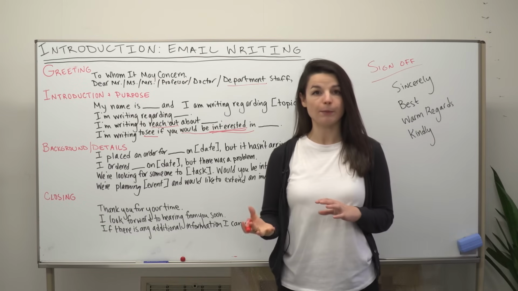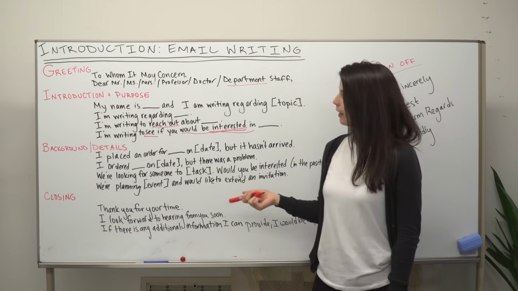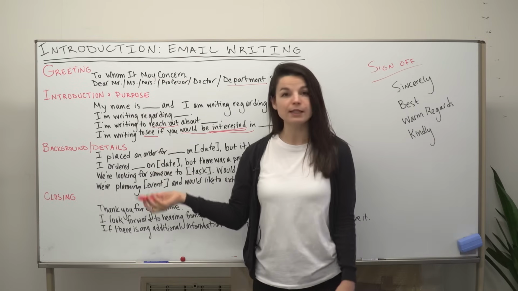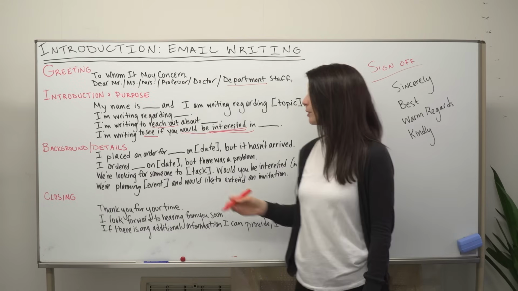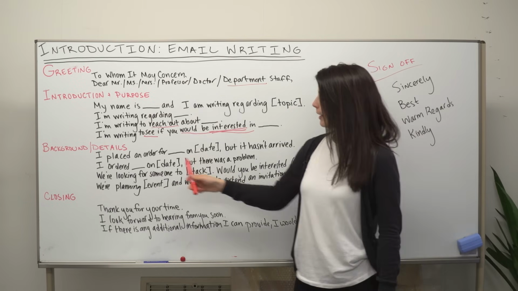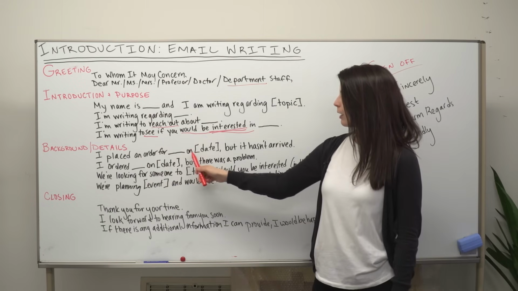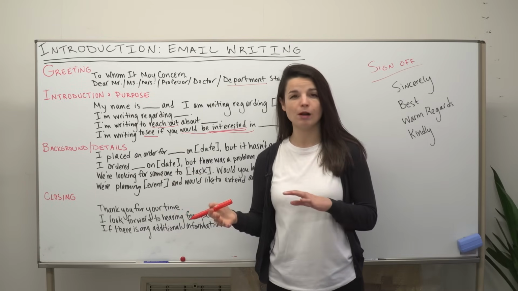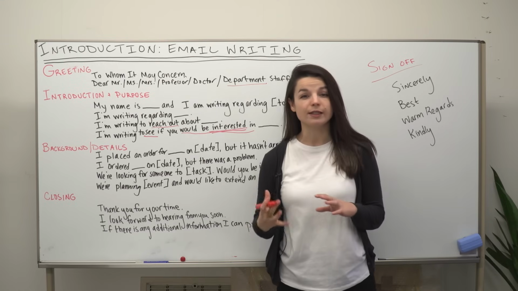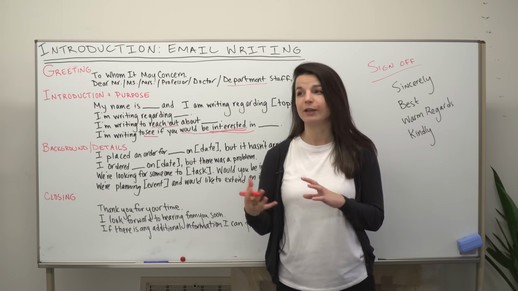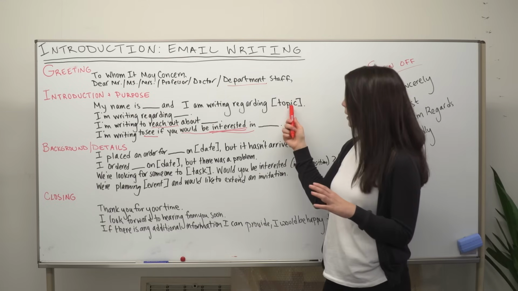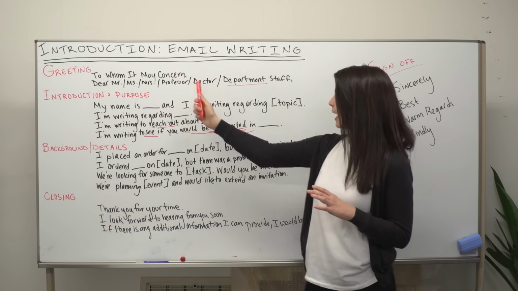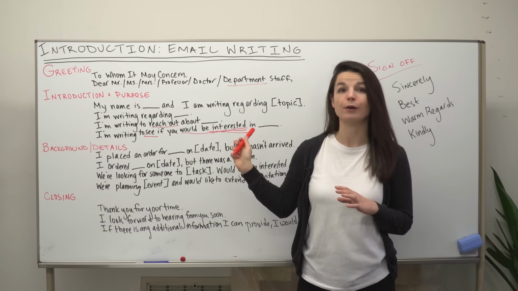Okay, so these are a few simple examples when you're making a request or when you're writing about a general topic. So how do you then explain some background and some details about this point? So if you are writing regarding like a question, maybe you ordered something from the company, there was a problem, or maybe it was a service transaction, some kind of business transaction, that's your topic. So for example, my name is Alicia and I'm writing regarding a textbook I ordered.